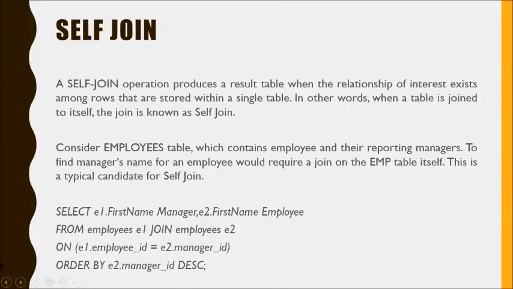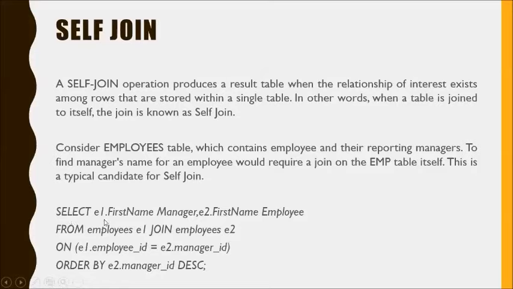Next, let's proceed with the self-join. This operation produces a result table when the relationship of interest exists among rows that are stored within a single table. In other words, when a table is joined to itself, the join is known as a self-join. Consider an employees table which contains employees and their reporting managers. To find a manager's name for an employee would require a join on the EMP table itself. This is a typical candidate for self-join.